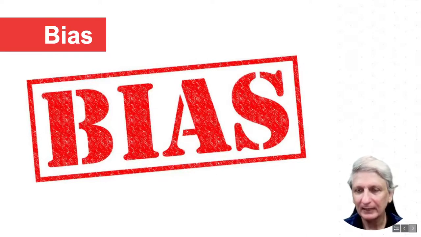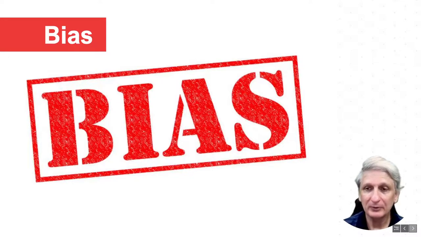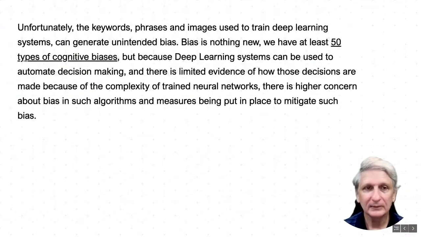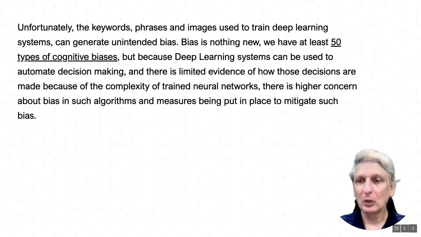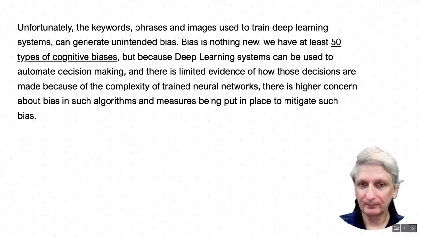Now, we can try to mitigate that. We can have rubrics and criteria and all the rest. We can have multiple markers. But that inherent bias can sometimes still occur. And it can also occur with machine learning systems. And what often happens in machine learning systems is that inherent bias is trained into the system based upon the decisions we make when we train the system.